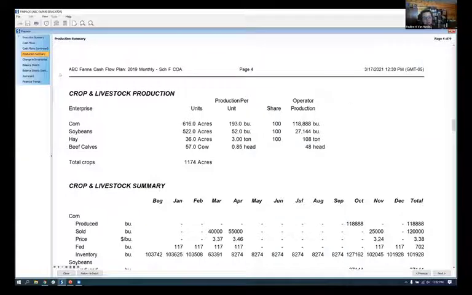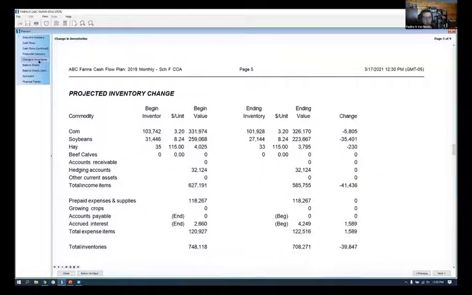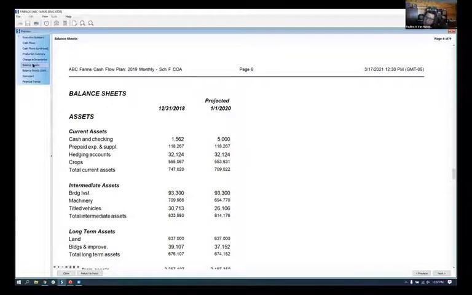With that, of course, we get some more details related to production and that change in inventory again, just like we saw in FinAN. And then lastly, like I said, we can get the projected financial statement. So here we see our beginning balance sheet with that projected ending balance sheet based on this last year's scenario.